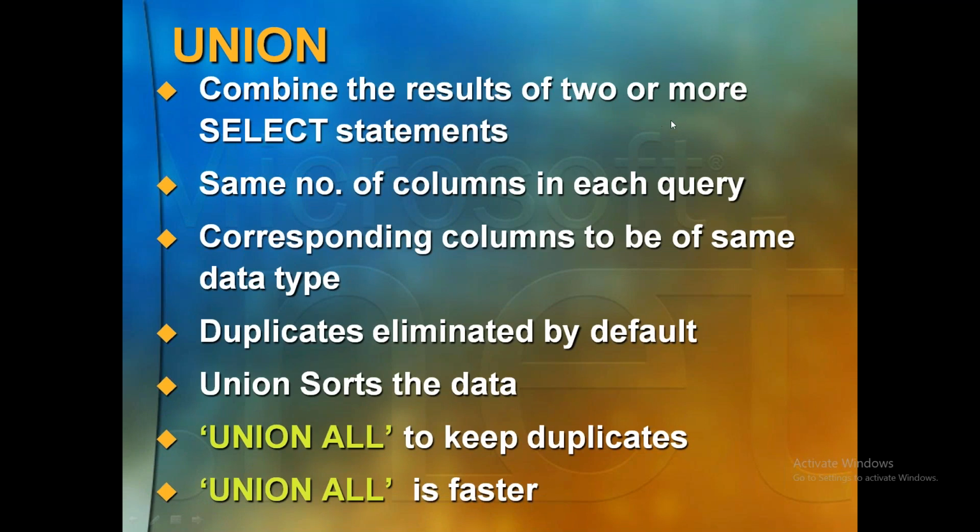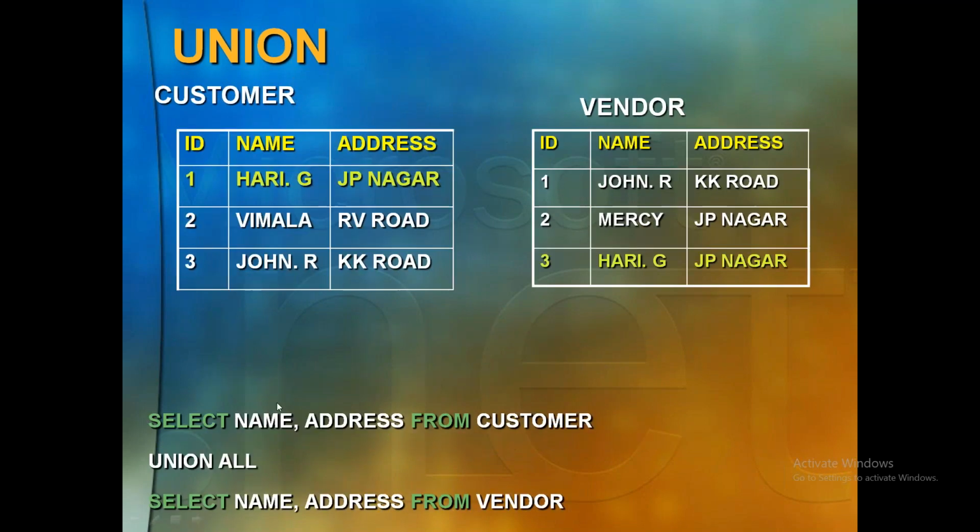So union combines the results of two or more select statements, same number of columns in each query, corresponding columns to be of the same data type, duplicates eliminated by default, union sorts the data, union all to keep duplicates. Union all is faster. What is the meaning of union all?